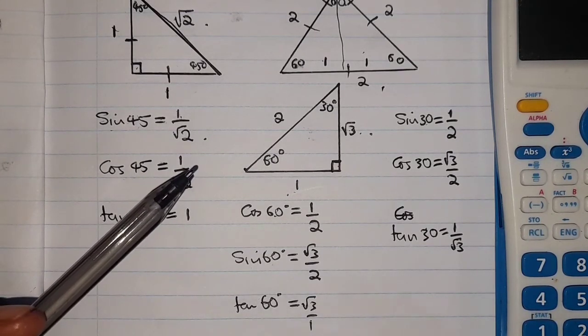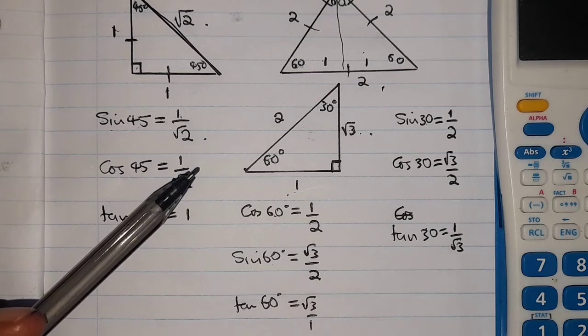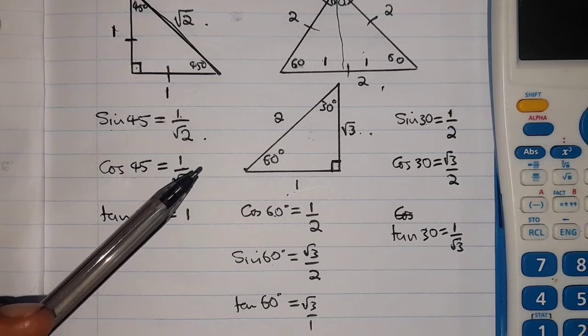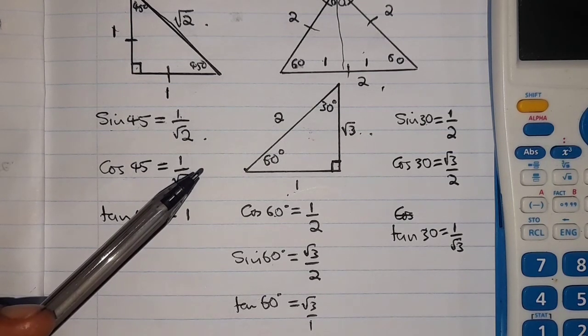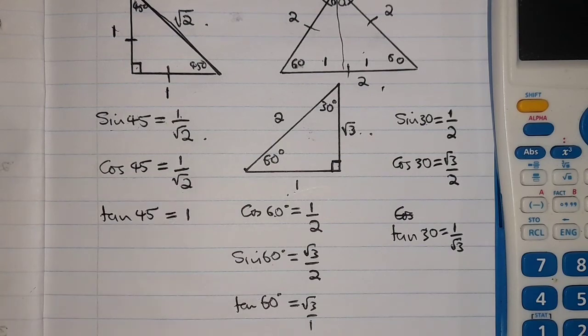Now, these are special angles. You should know these two little triangles in your head, so that whenever you need any one of these, you should be able to give them without using a calculator.